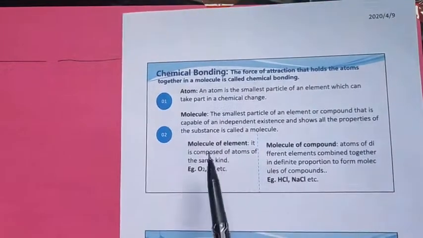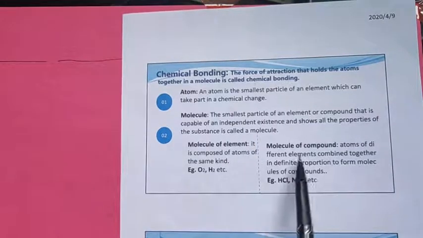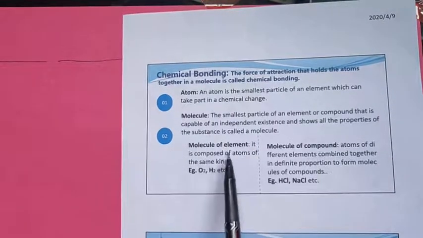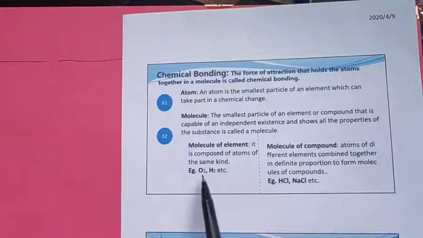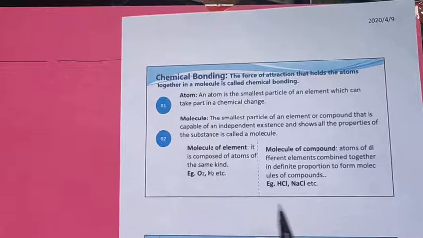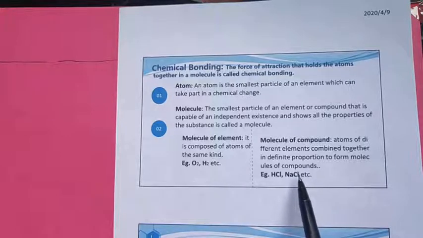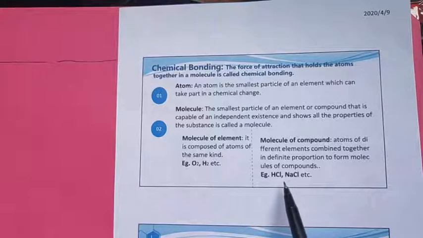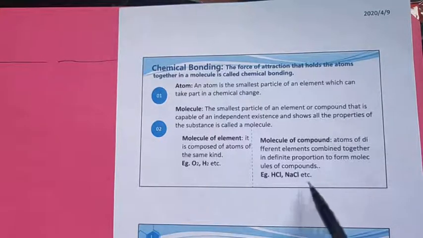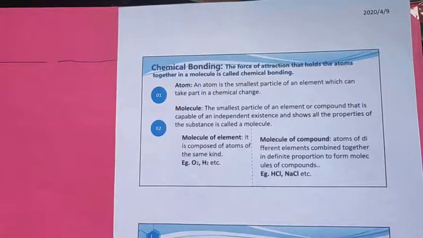Molecule is of two types: molecule of element and molecule of compound. In molecule of element, the same type of atoms combine together to form a molecule of element. Example, oxygen molecule and hydrogen molecule. And in molecule of compound, different types of elements combine together in a fixed proportion to form a compound. Example, HCl and NaCl, hydrogen chloride and sodium chloride.